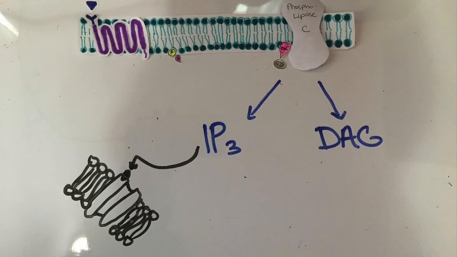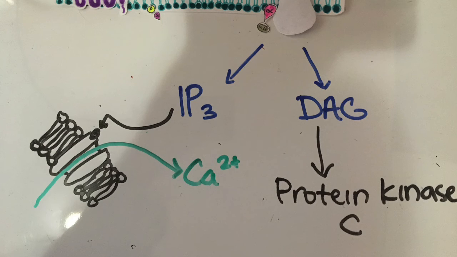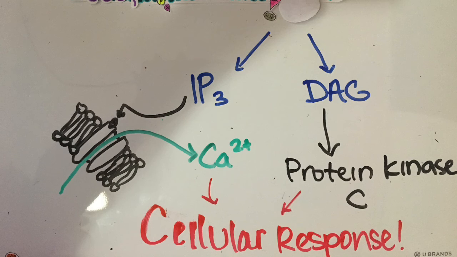IP3 binds to the receptors on the endoplasmic reticulum of the cell, causing a release of calcium into the cytosol of the cell. DAG activates protein kinase C, which can phosphorylate other proteins in the cell. Together, these cause the desired cellular response of the extracellular messenger.